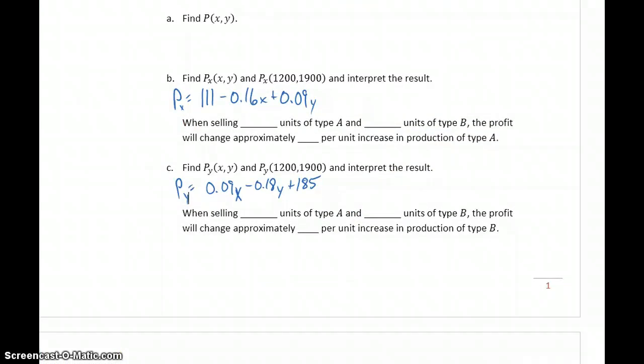So what this means in context is that when we're selling 1200 units of type A, so that's our x coordinate, and 1900 units of type B, so this is the specific production level that we're at right now for the two items, then our profit will increase approximately $90 per unit increase in production of type A. So what we're saying is if we increase this production level to 1201, we would see our profits go up by $90. Or the other way to say that is that if we increase our production of type A calculators, then we would see an increase in profit.